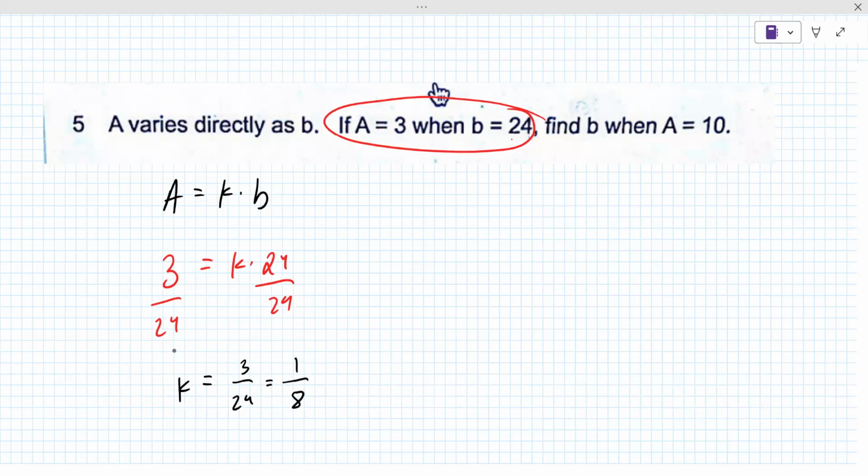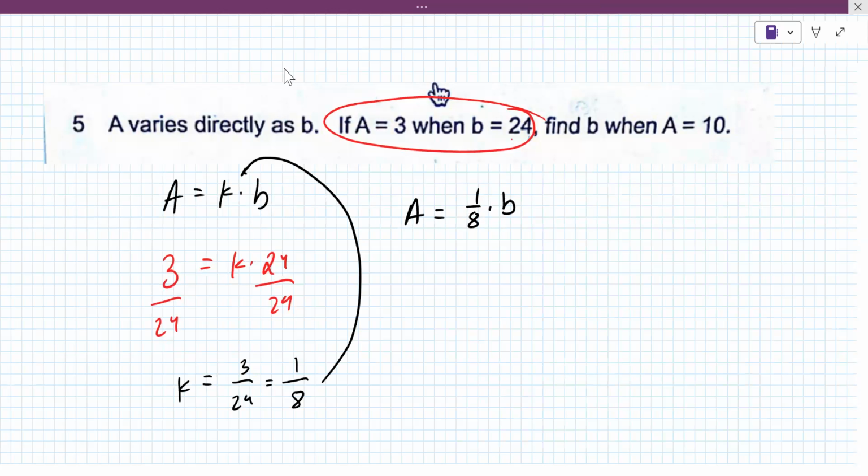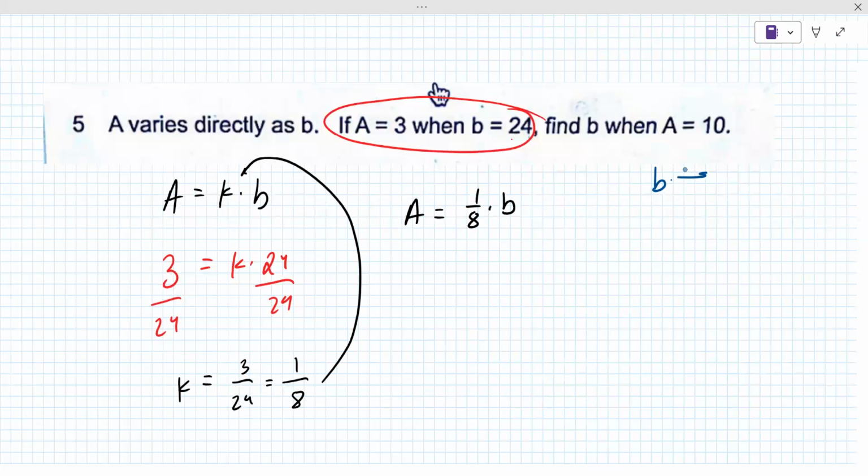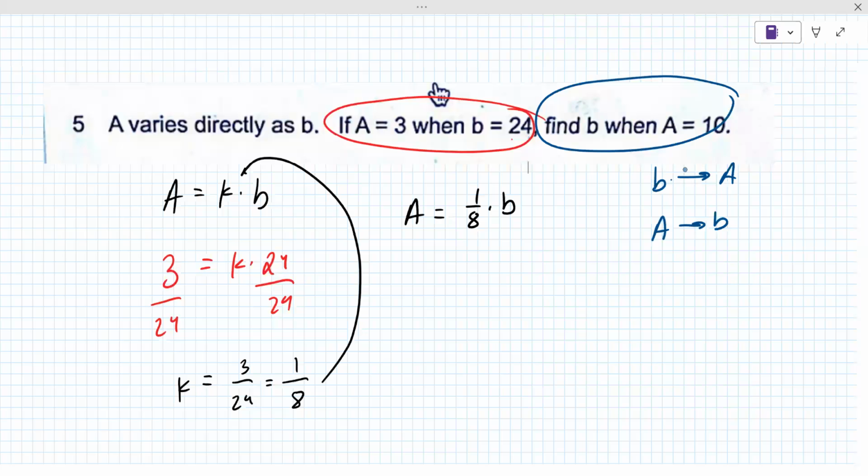Now it's like the second part of that thing, right? Yeah, so now you rewrite the equation. You're like, okay, I've got A equals 1 over 8 times B. And again, they're either giving you B to find A or A to find B. They're giving you A this time. How do you solve for B? How do you undo?